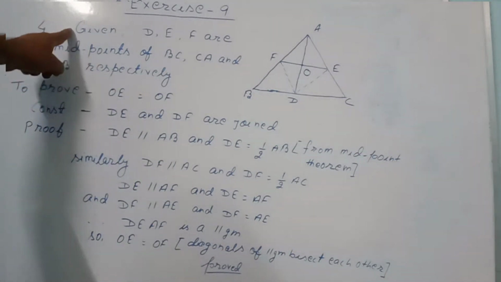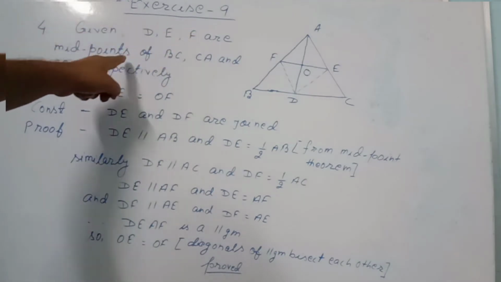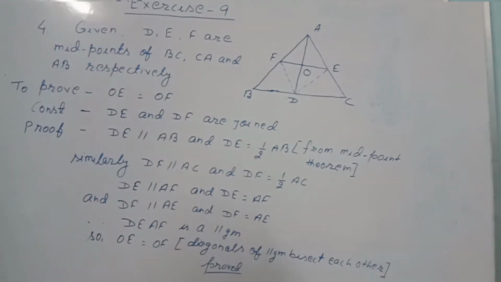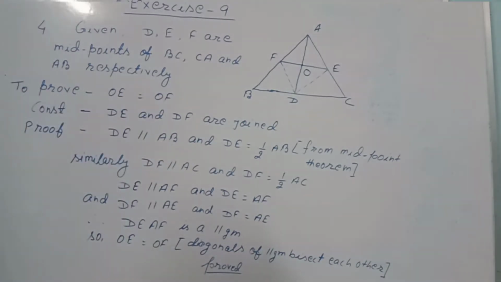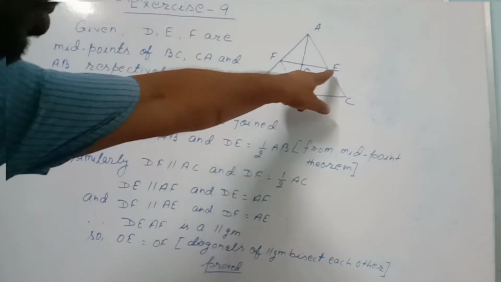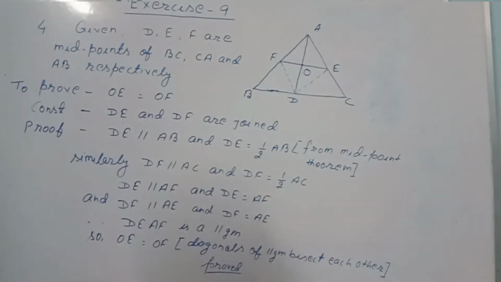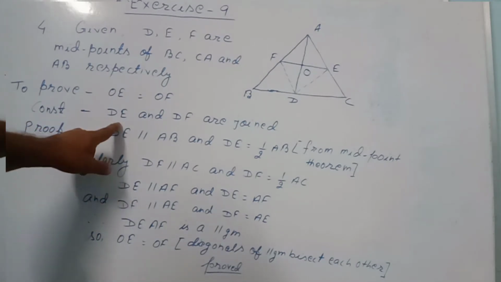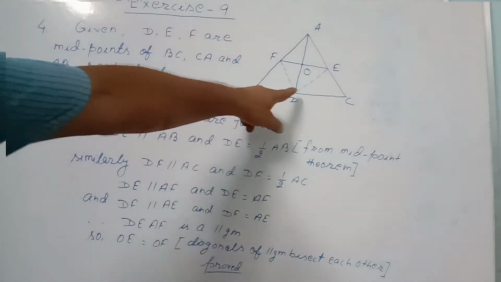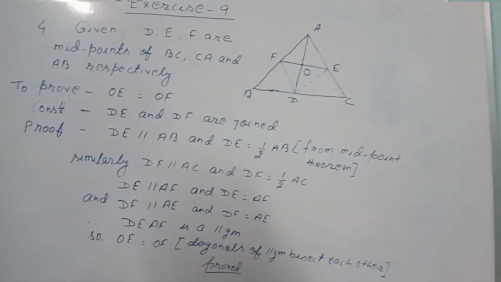I have written the given information: D, E, F are midpoints of BC, CA and AB respectively. To prove OE equal to OF, means if we prove these two are equal, then we say AD bisects EF. For that, one construction is there: DE and DF are joined.